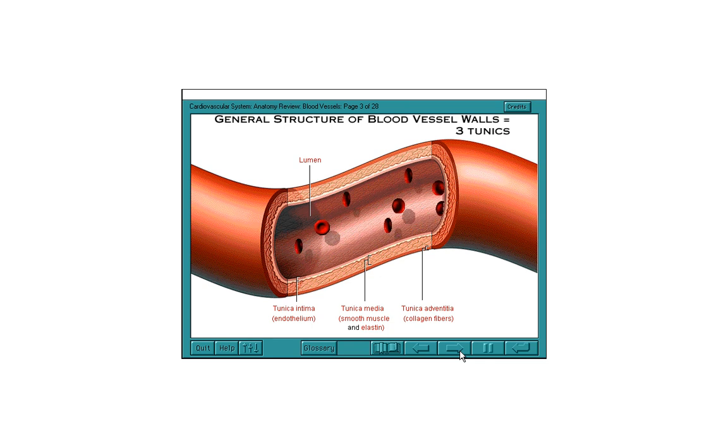The tunica adventitia is the outermost layer of the blood vessel wall. It is composed of loosely woven collagen fibers that protect the blood vessel and anchor it to surrounding structures.